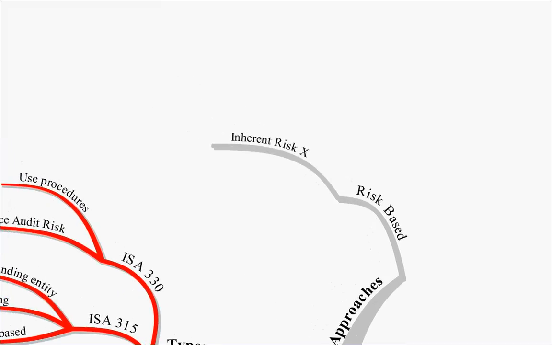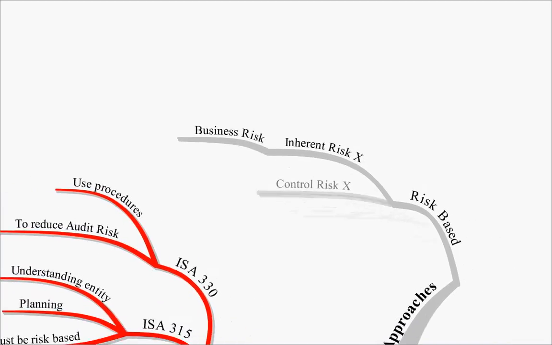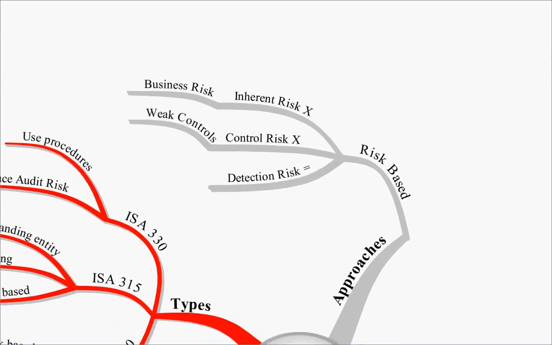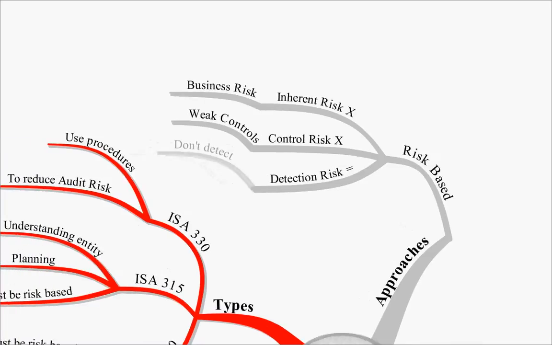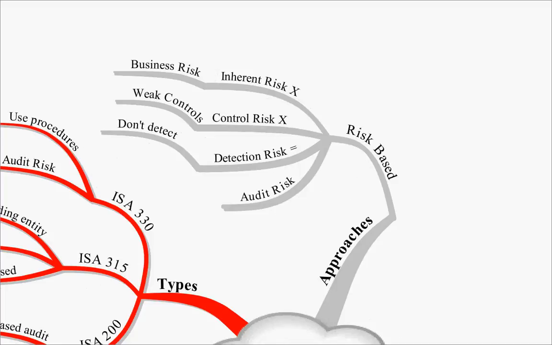A risk-based audit involves inherent risk, which is our business risk, times our control risk, which comes from having weak controls, times our detection risk, which is the risk that we don't detect a misstatement, and that will all equal our audit risk. Now we'll be looking at this in some detail, so don't worry about it too much at this point, but it's inherent risk times control risk times detection risk equals audit risk.